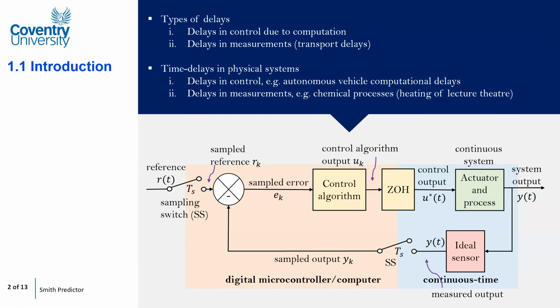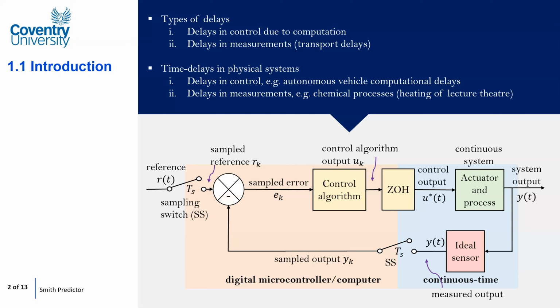So previously we've spoken about types of delays when we looked at practical considerations. So we have delays in control due to computation. If you remember, I said to you that you want to make sure your computational delay is approximately 10 to 20% of your sample interval. So say, for example, if you're sampling every second, you would ideally like your computational delay to be 0.1 to 0.2. You also have delays in measurements, so transport delays.